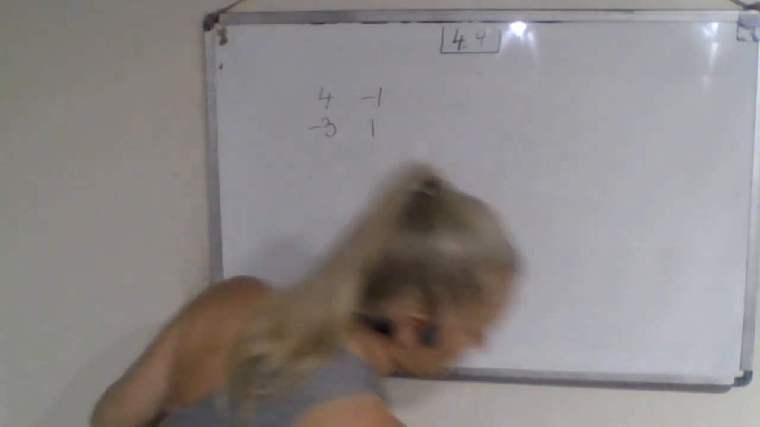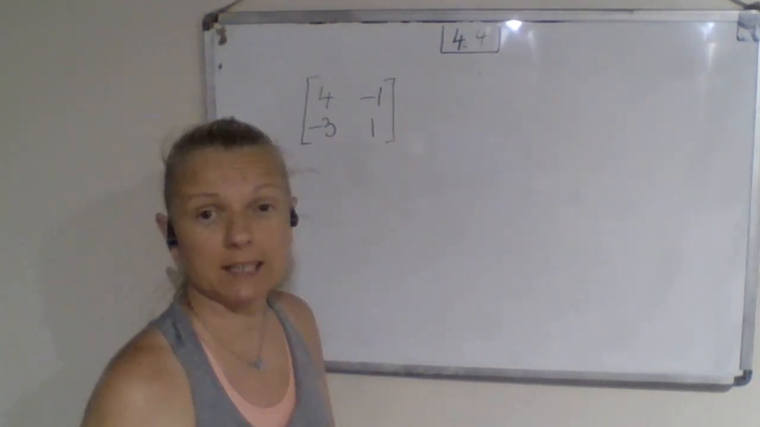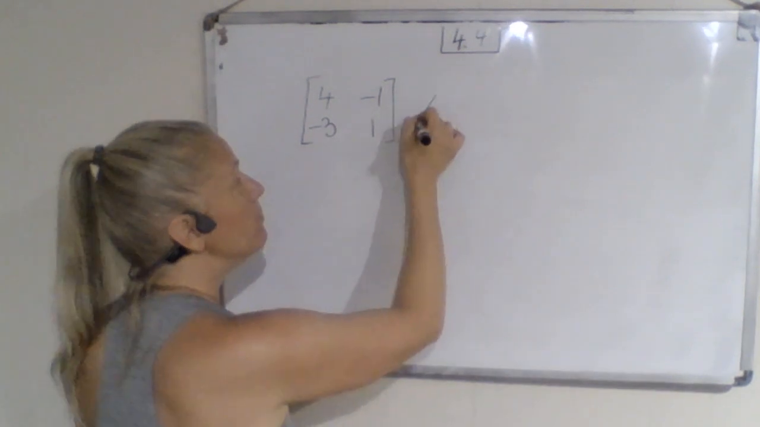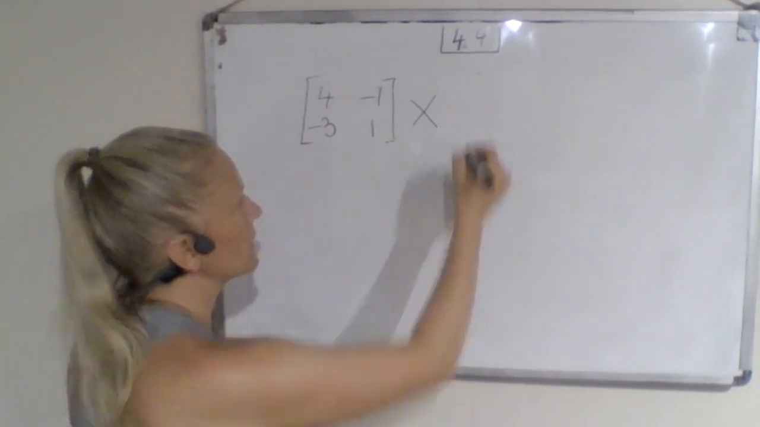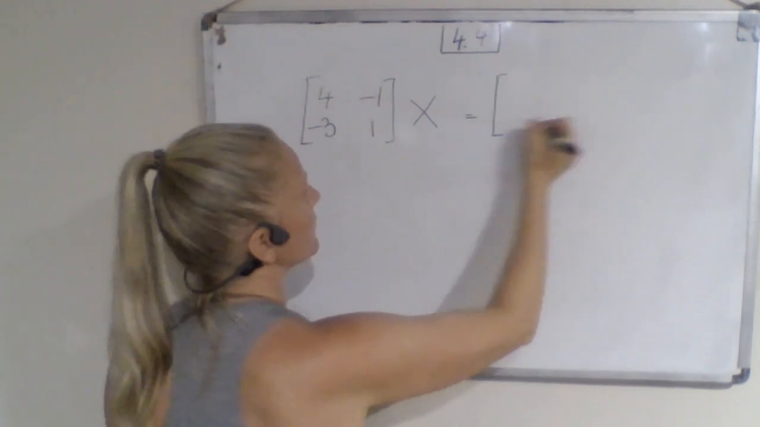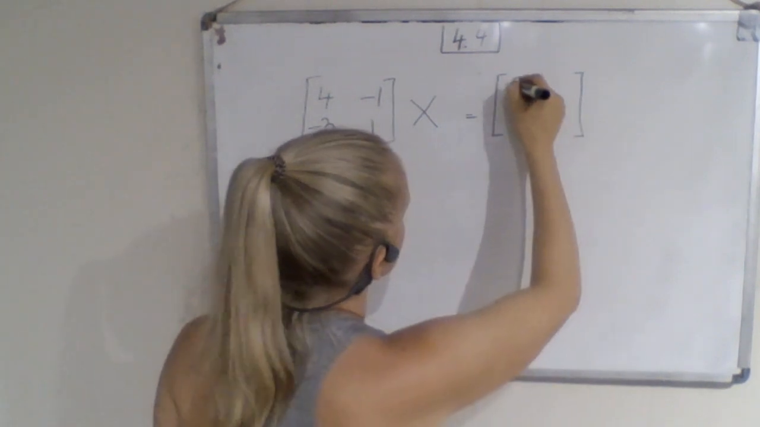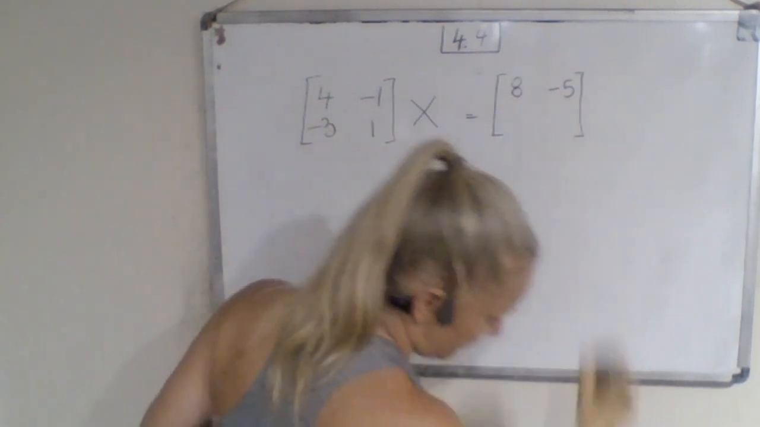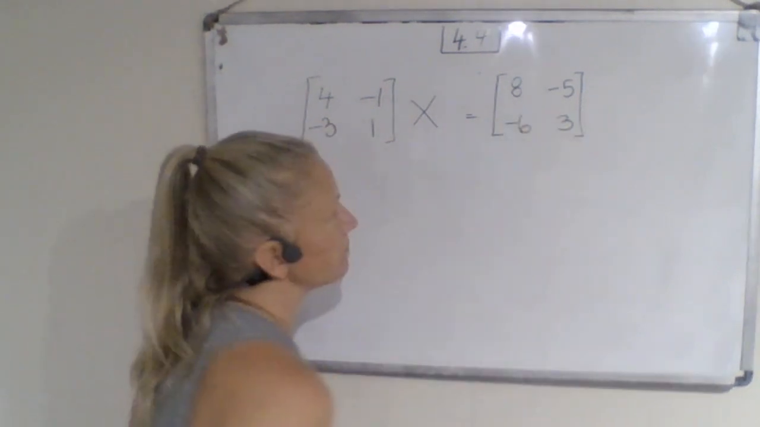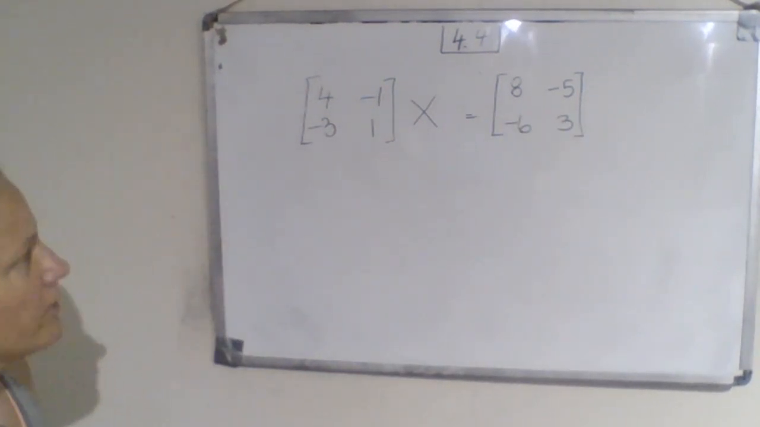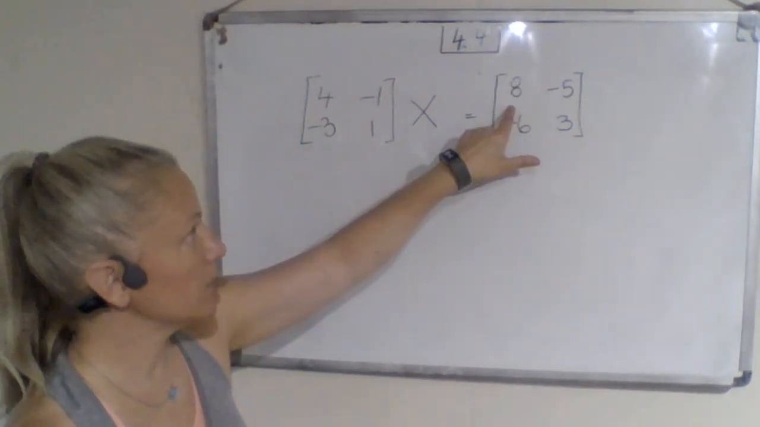Am I right? Yep. And I times this not by a scalar, but by a big X, which means that's another matrix. I times it by another matrix, and I get the following matrix: 8, negative 5, negative 6, and 3. And the key is, how do I find out this matrix that I times it by this one to get those numbers?